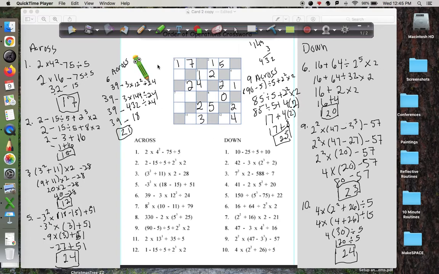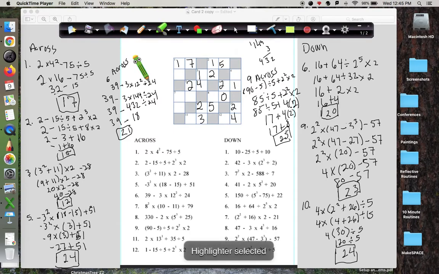This is what I did: I did some of the across and some of the down, as much as I could fit on the paper. What I'm going to do is walk through each one and just highlight the steps. So I'm going to get my yellow highlighter. Starting with one across, the first thing that I notice is that I'm going to do this.